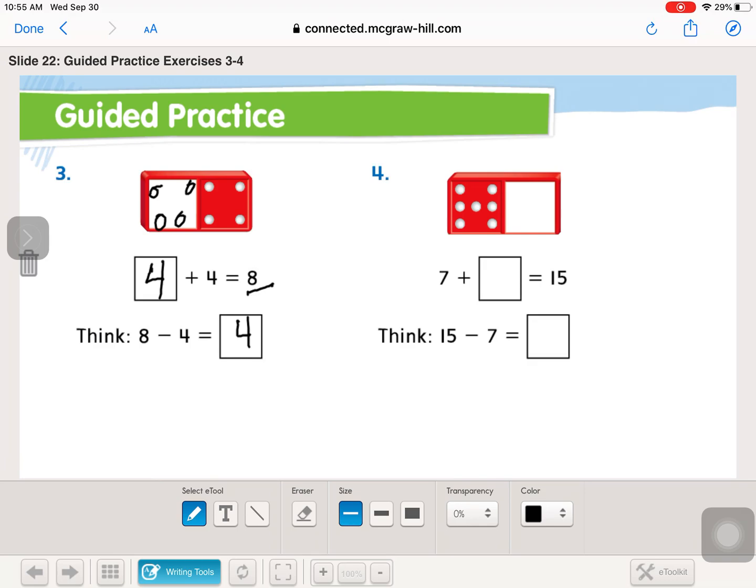And then 7 plus what equals 15? 8, 9, 10, 11, 12, 13, 14, 15. So how many do we have in there? 3, 6, 7, 8. There we go.